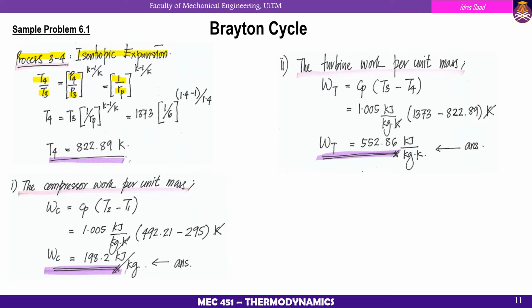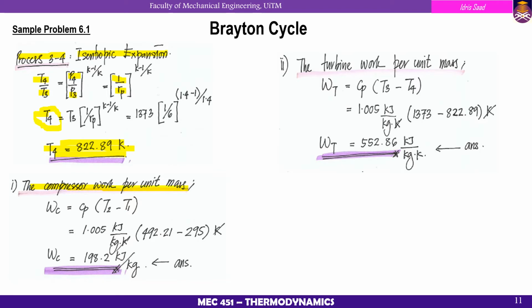So we can rearrange our equation in order to determine T4. So now we can get T4 is 822.89 Kelvin. So we already have all the information that we need to calculate the first one, the compressor work output per unit mass.